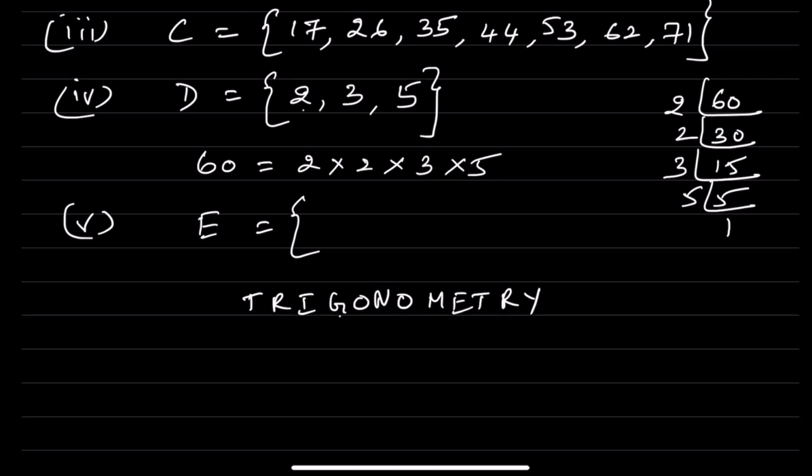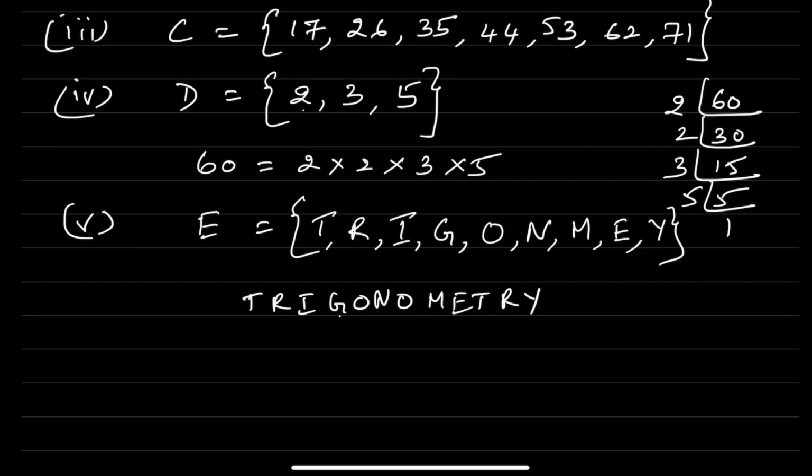So now when you are writing it from the beginning, T, comma R, comma I, comma G, comma O, comma N. Now again O has come. So O is already there in the set, so you cannot repeat it. Then you can write M. Then you can write E. Now T is already there, R is already there, then you write Y. So totally you have all these T, R, I, G, O, N, M, E, Y.